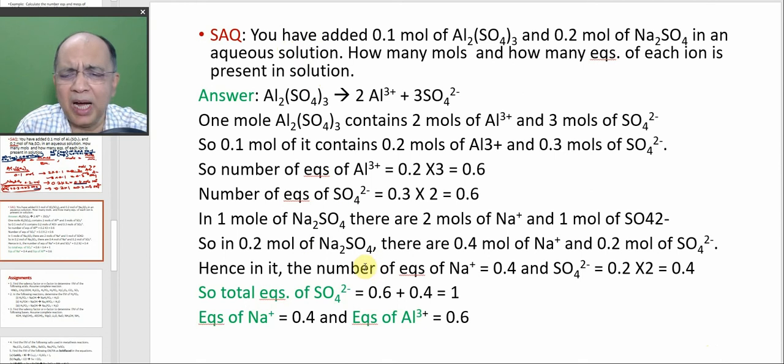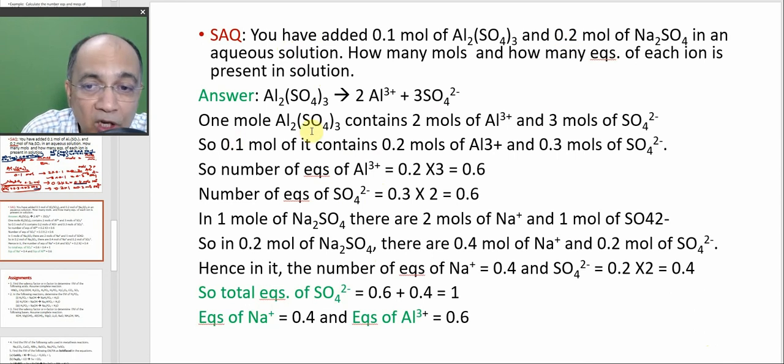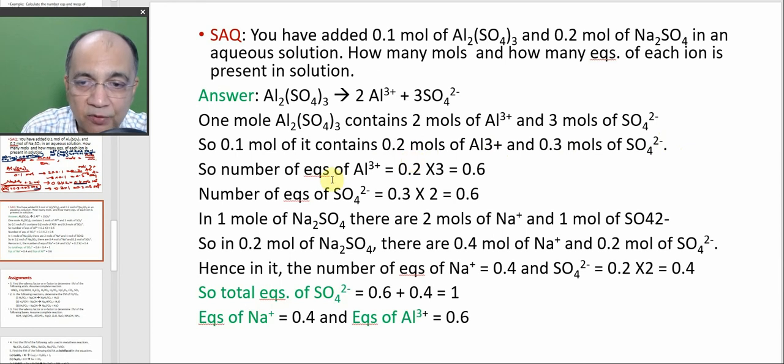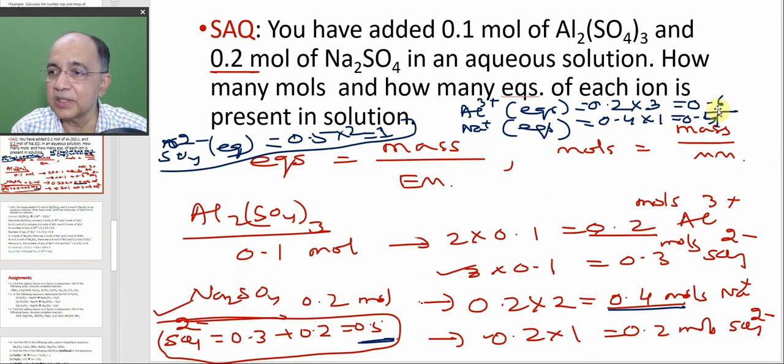There's the last one here. Oh, this one is the same. I'm so sorry. This is the solution of what we did. So for aluminum ion, 1 mole of aluminum sulfate contains 2 moles of aluminum and 3 moles of sulfate. So 0.1 mole of it will contain 0.1 into 2, that is 0.2 moles of aluminum ion and 0.3 moles of sulfate ion, right? So the number of equivalents of aluminum ion is 0.2 into 3, its valency factor, 0.6. I think we got the same answer, 0.6.